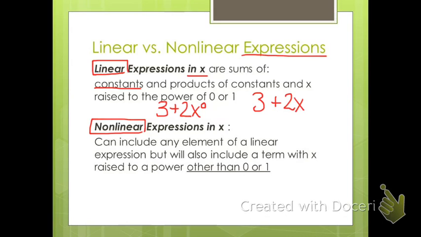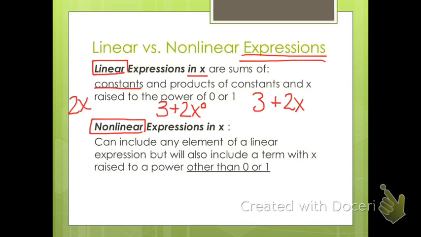So we could have just something simple. It could just be 2x alone could be a linear expression. Notice again, I'm not putting any equal signs here because we're talking about expressions right now. We're just talking about expressions. They don't have equal signs. You could think of them as mathematical phrases or kind of incomplete sentences. Okay, so those are linear expressions.